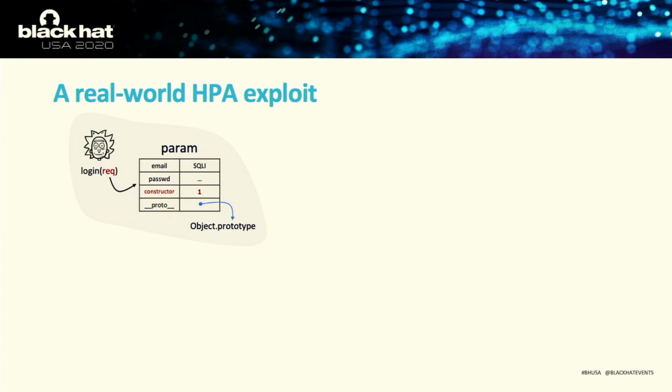The first step is the hidden property injection, where the malicious user includes an additional property in the request, which is the constructor in this case. As shown in the picture, when the server program instantiates the user input, there will be an additional property within the param object, which is the constructor.